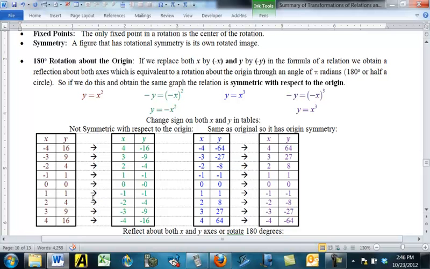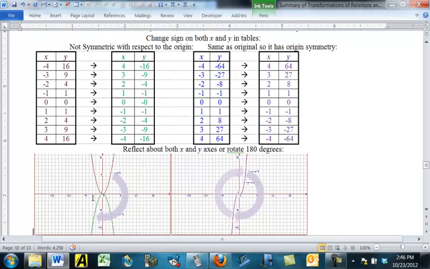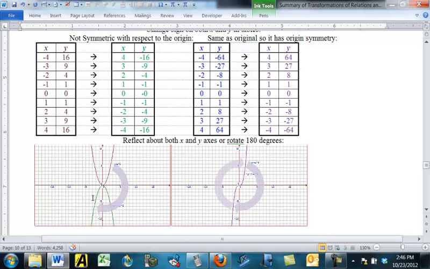And you can see that we've changed both signs here in these tables. And I've tried to indicate what's going on here with the rotation. So the first quadrant gets mapped down to the third, and the second goes around down to the fourth in this example here on the left. The example on the right starts at first and third, rotates, and you still get first and third. One lands on top of the other. So in the end, we have collectively the same set of points. So we have origin symmetry.